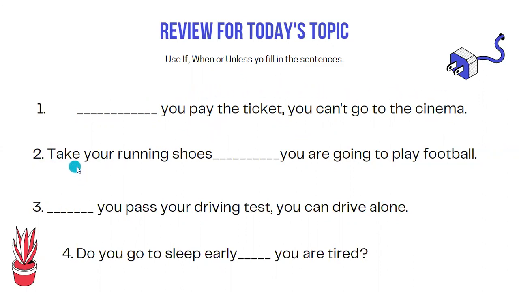Number 2, take your running shoes, blank, you are going to play football. Take your running shoes if you are going to play football.